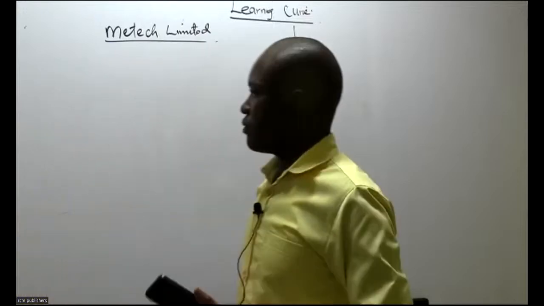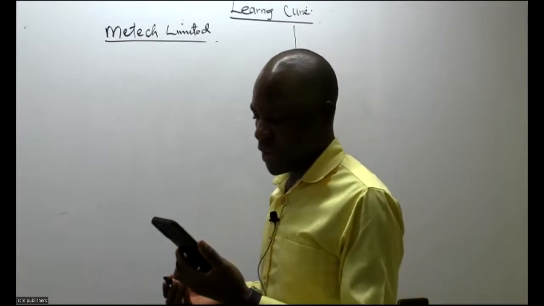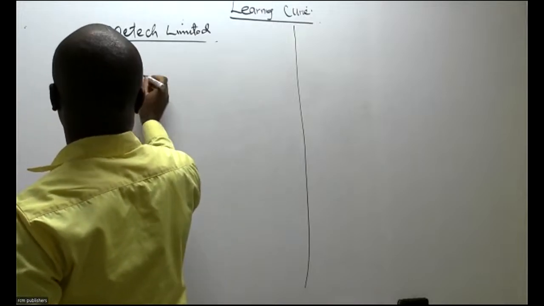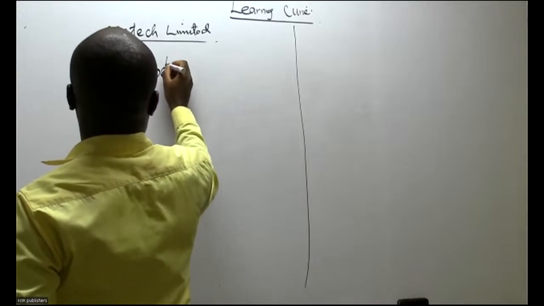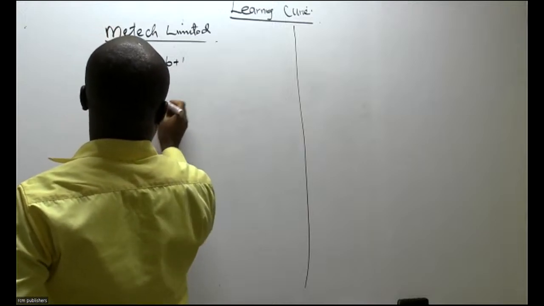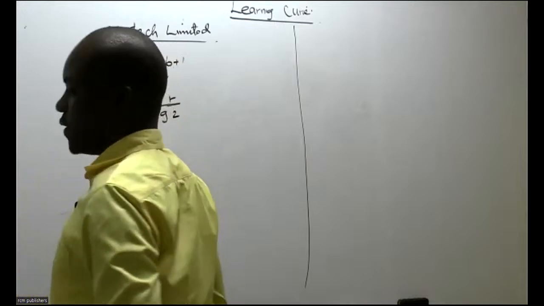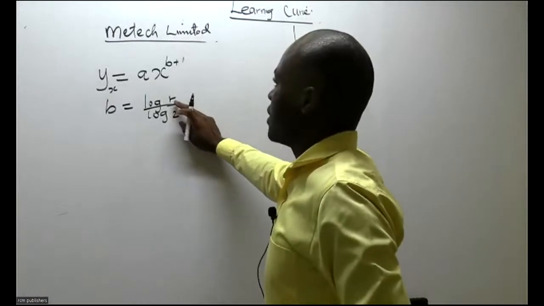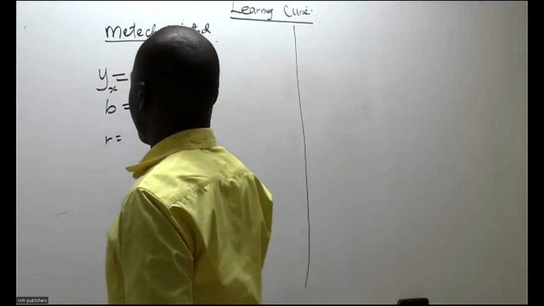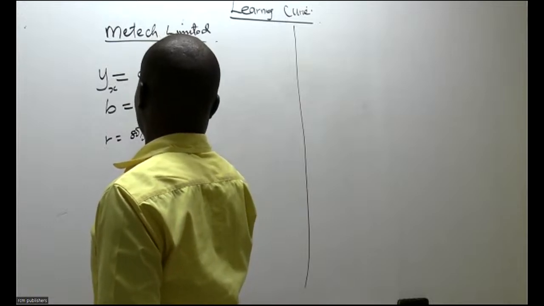If you look at that question, first of all, we are being tested on a very interesting concept. Remember, our formula was y x is equal to a x^(b+1). This b is equivalent to log r over log 2, and r is the learning effect. So have we been given the value of r in the question? We have been given r to be 80%, which is the same as 0.8.